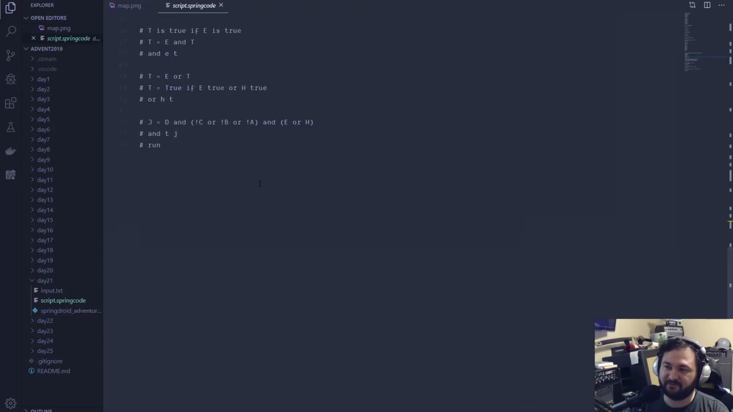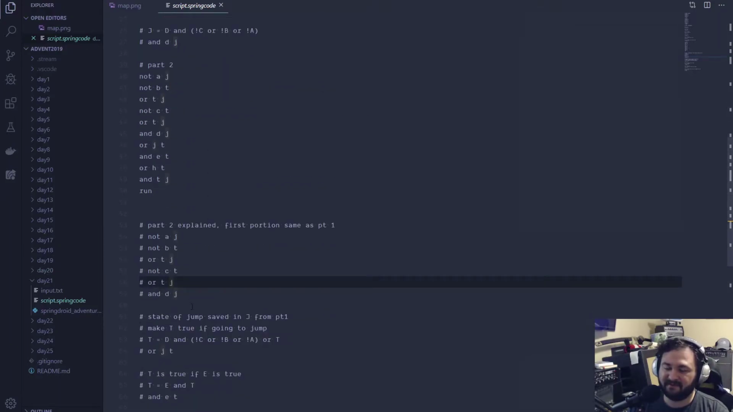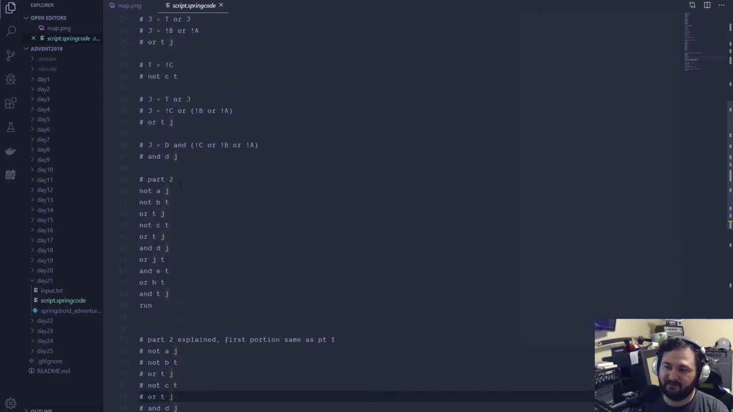because I was able to write my own interpreter for this Spring code file. So I added comments, I made it ignore spaces, and then it takes the script and turns it into inputs for the program, which is really cool. So I enjoyed that a lot.